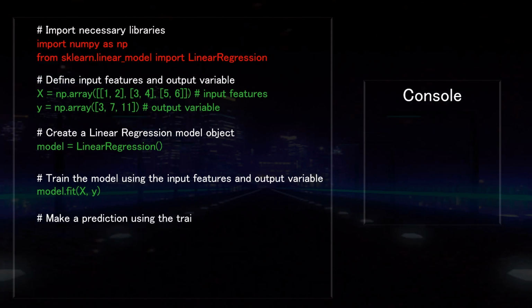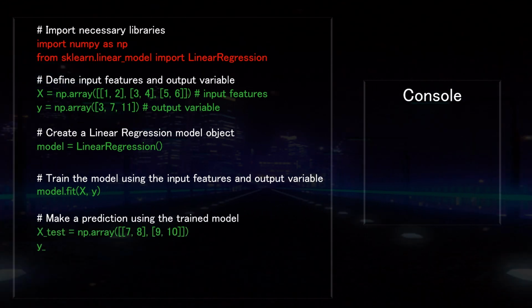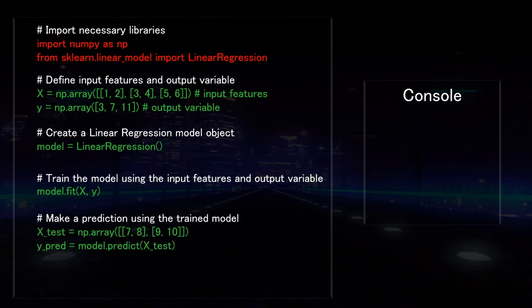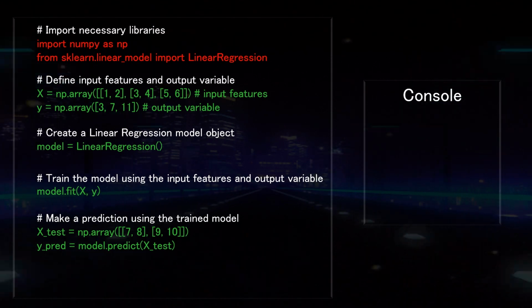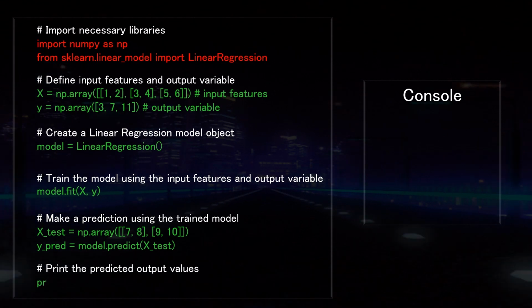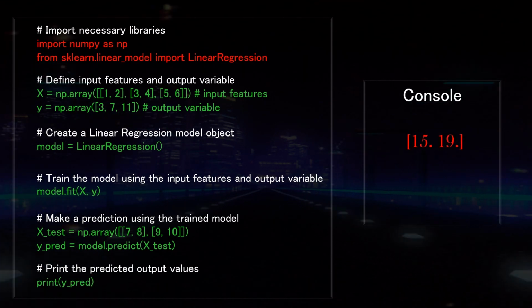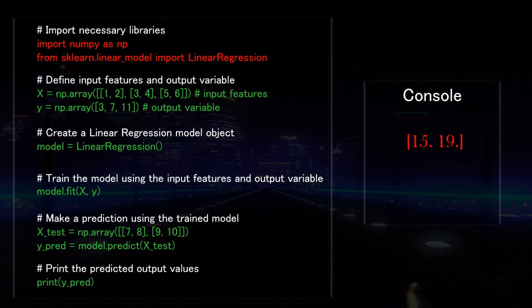We define a new set of input features, x_test, and use the predict method of the model object to generate a prediction for each row in x_test. We print the predicted output values, y_pred, to the console. In this problem, the model was trained to learn the relationship between the input and output. The model learned that the output in every row was the addition of the inputs.